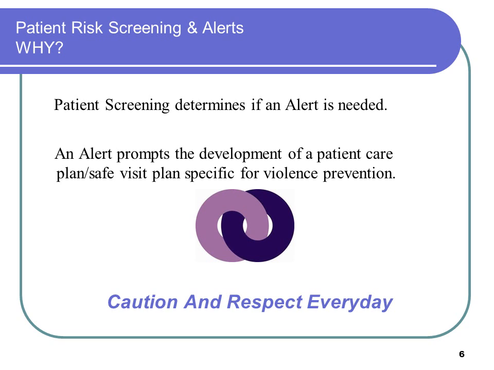Patient screening determines if an alert is needed. An alert prompts the development of a patient care plan / safe visit plan specific for violence prevention. As we recall, the purple and violet symbols of the intertwined rings refer to not only identifying a resident who is at risk for these types of behaviors, but also reminds us that we must use caution and respect every day when working with any individual.